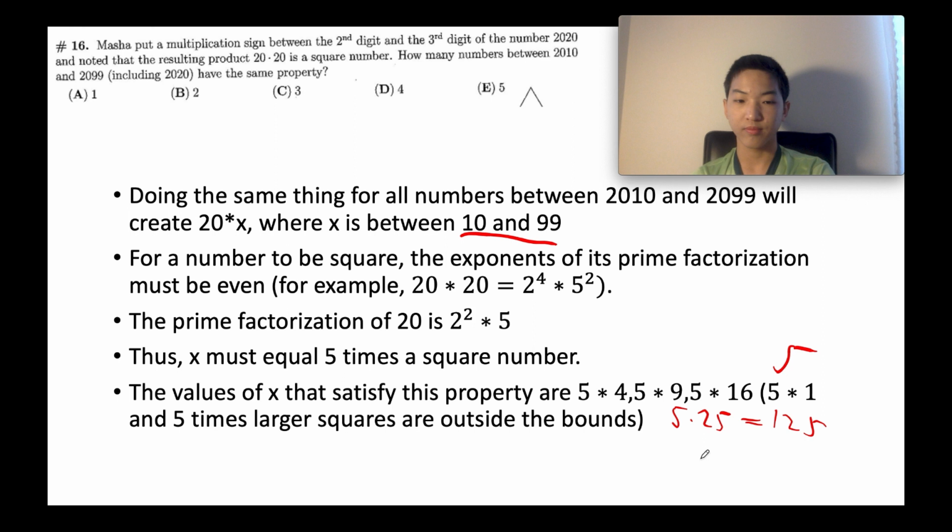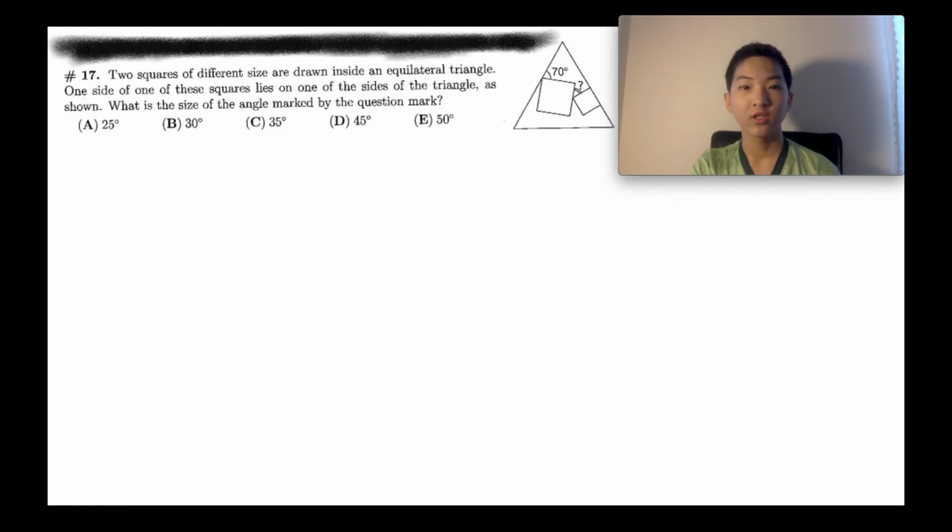So thus there are 3 such numbers. We have 20, 45, and 80. So the answer is C. So now we are on problem 17.